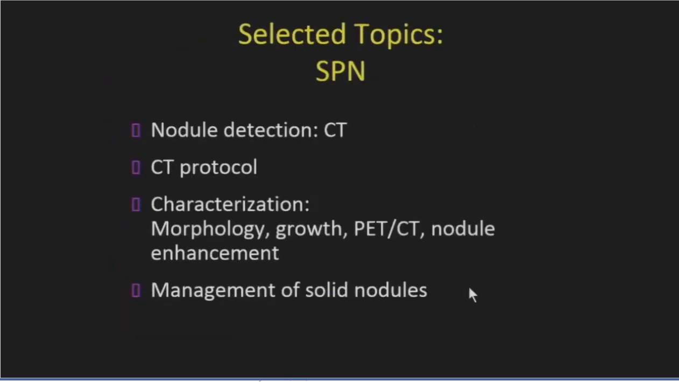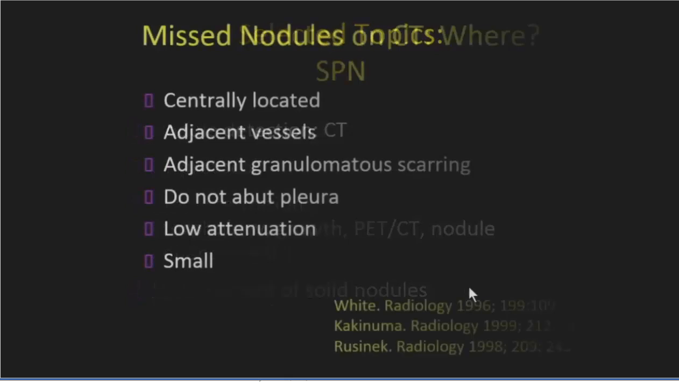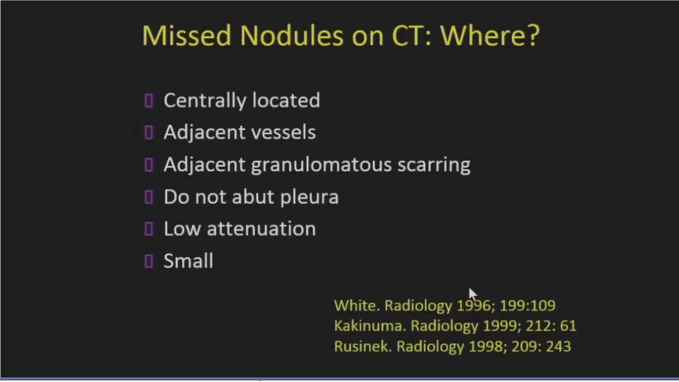So first, in terms of nodule detection on CT. Where are the nodules that we are overlooking? Well, they tend to be central, adjacent to vessels, adjacent to other pathology. They tend to fail to abut the pleura. The central lesions are more challenging for us. I think we do focus a lot on the periphery of the lungs when we search for nodules. Low attenuation lesions, not surprisingly, are sometimes missed due to their small size and partial volume averaging.